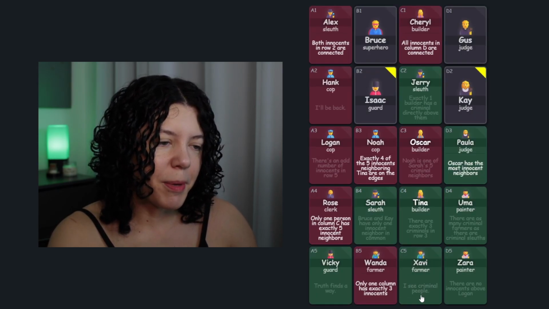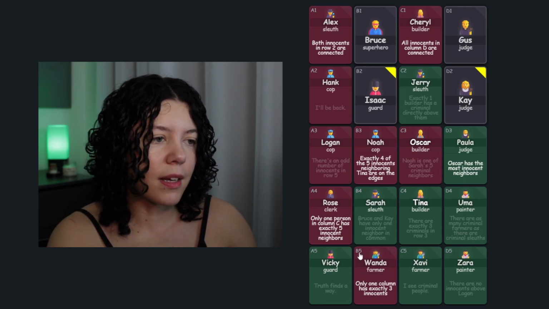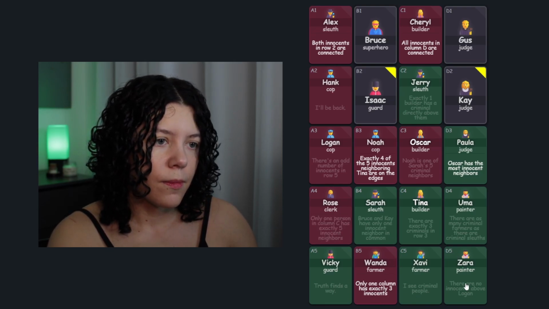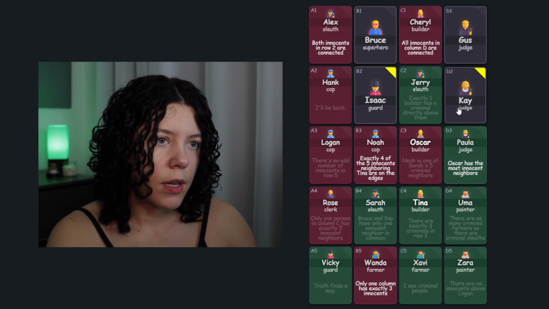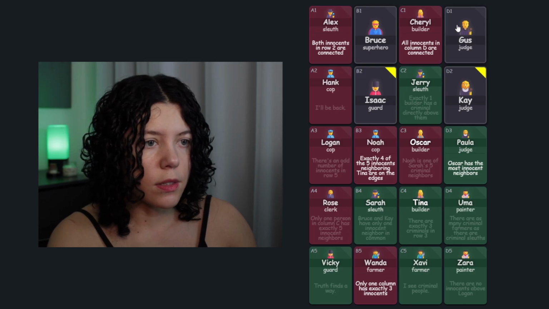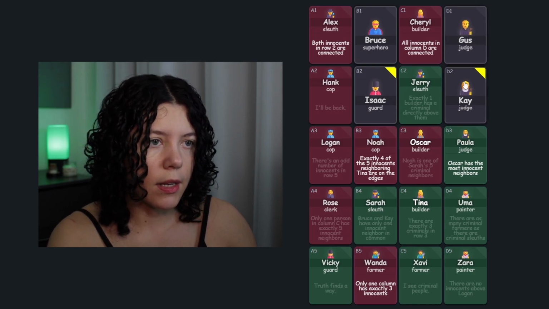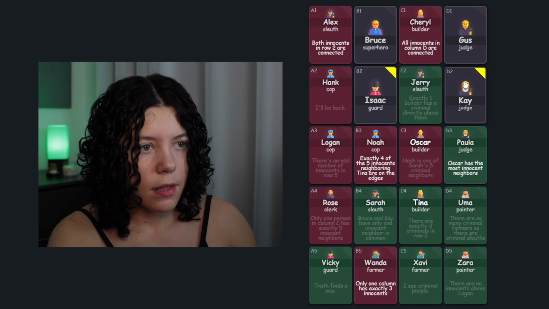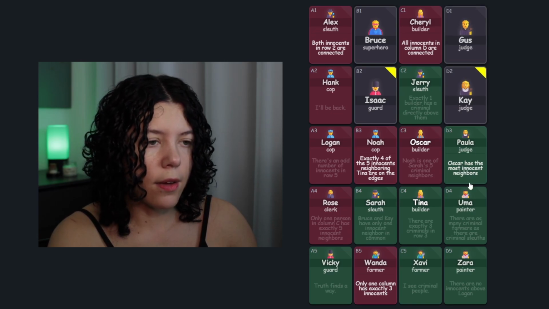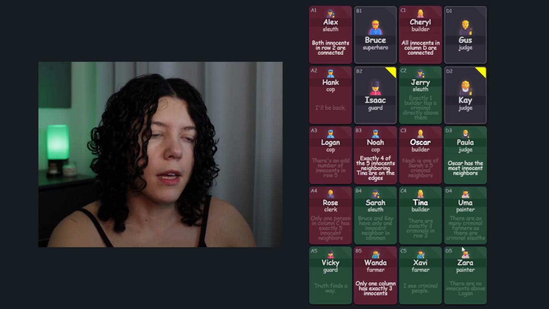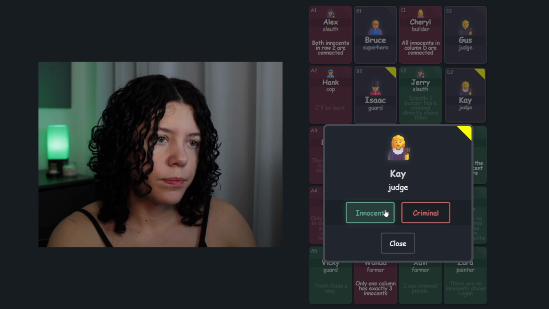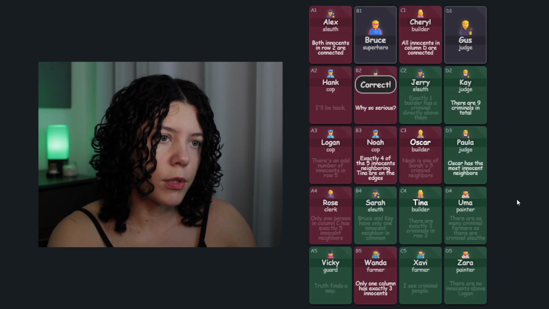I see criminal people. Now, Wanda tells us that only one column has exactly 3 innocents. And that column is column C, which is complete, and there's 3 innocents in it. So we know that if K were to be a criminal, Gus would have to be a criminal, otherwise the innocents in column D wouldn't be connected. And then the column would have 3 innocents, which would make it so 2 columns have the same number of innocents, which can't be. So we know that K is an innocent, and that makes Isaac a criminal.